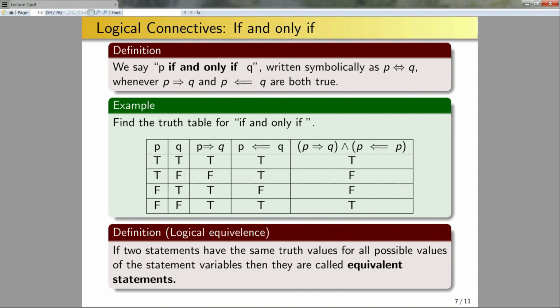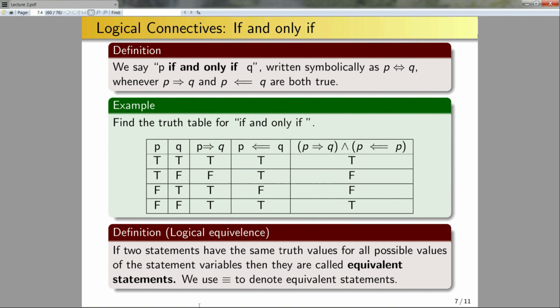If two statements have the same truth values for all possible values of the statement variables, then they are called equivalent statements. Further, if two statements are equivalent, then you can say statement A if and only if statement B. So for instance, we could say P if and only if Q, in parentheses, if and only if this statement here, because by definition, these two statements are equivalent.